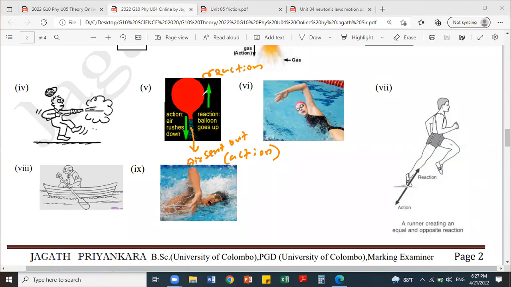And the reaction is upwards. You can write here: the balloon is moving up due to the reaction. The air-filled balloon moves upwards. If you want a similar observation, you can tell skyrockets, the same scenario. So you can write here: the balloon moves up due to the reaction.